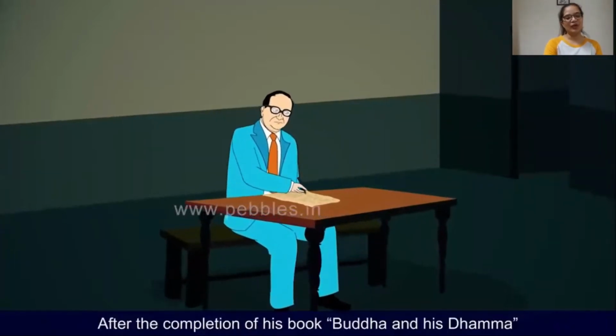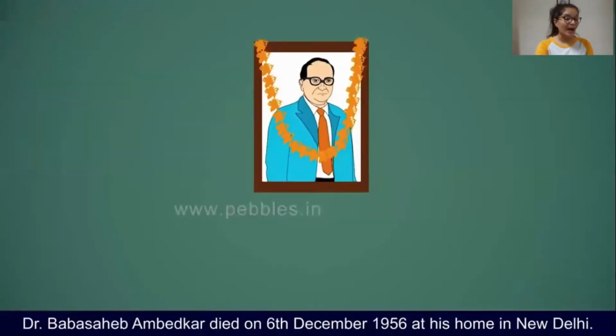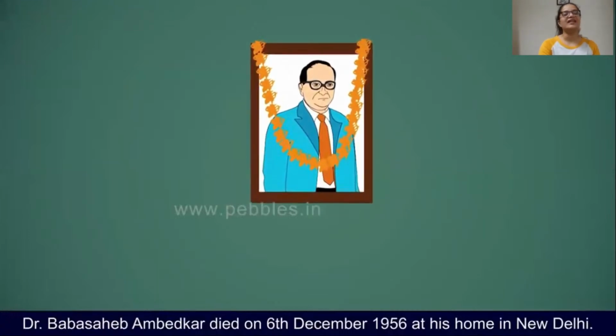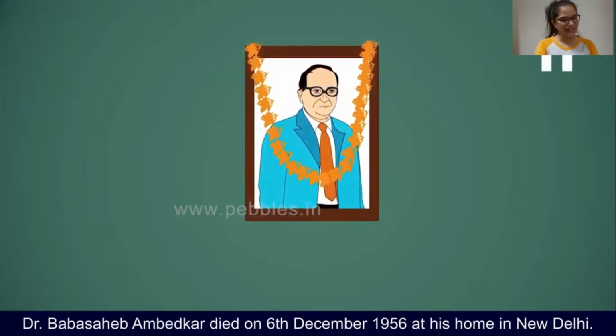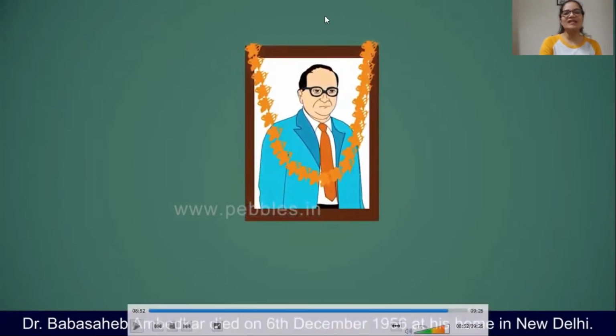After the completion of the book, Buddha and his Dharma, Dr. Babasaheb Ambedkar died on 6 December 1956 at his home in New Delhi. So this was the beautiful life story of Dr. Babasaheb Ambedkar, and he has achieved a lot in life. So I hope, and his achievements were all based on his hard work, his determination. So I hope you all also fix the aim and fix a goal and aim for it.